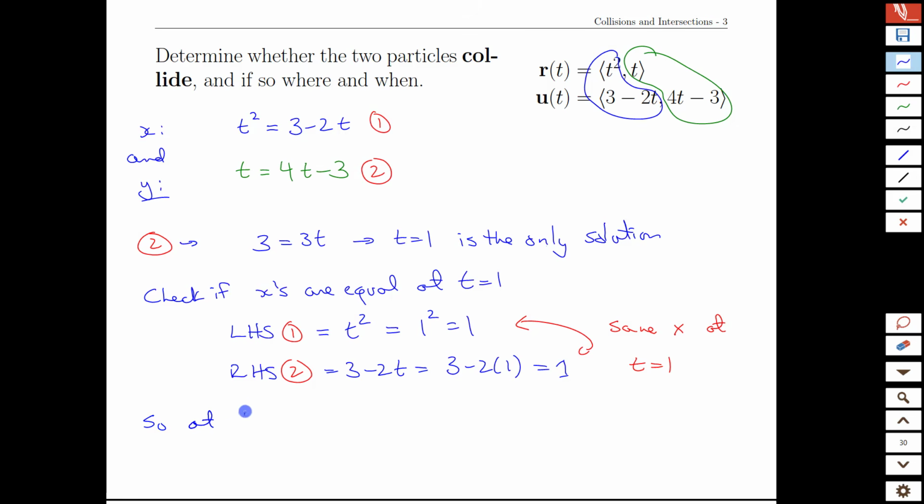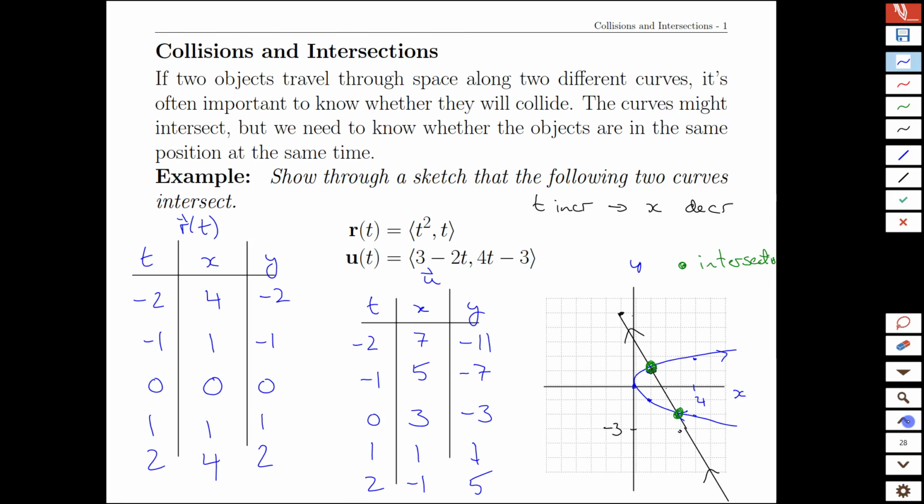So at t equals 1, the particles collide at, we already found it, the x-coordinates are both 1, and the y-coordinates, actually we didn't check that in, but the y we can get by quickly subbing back into equation 2, and we're going to have (1, 1) as our intersection point. Going back to our diagram for a moment, our sketch, that would be this intersection point that we saw earlier, only now we know it's more than just an intersection, it's actually a collision. At time 1, both particles are in that location.